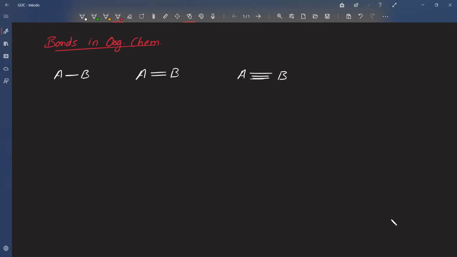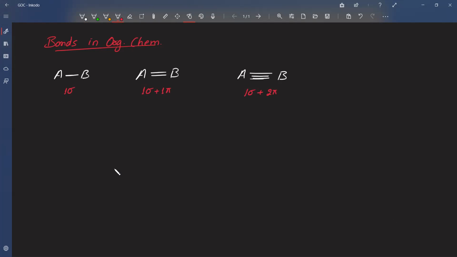Now, the single bond which you are seeing is always a sigma bond. Double bond means there is 1 sigma plus 1 pi. And triple bond means there is 1 sigma plus 2 pi bonds.